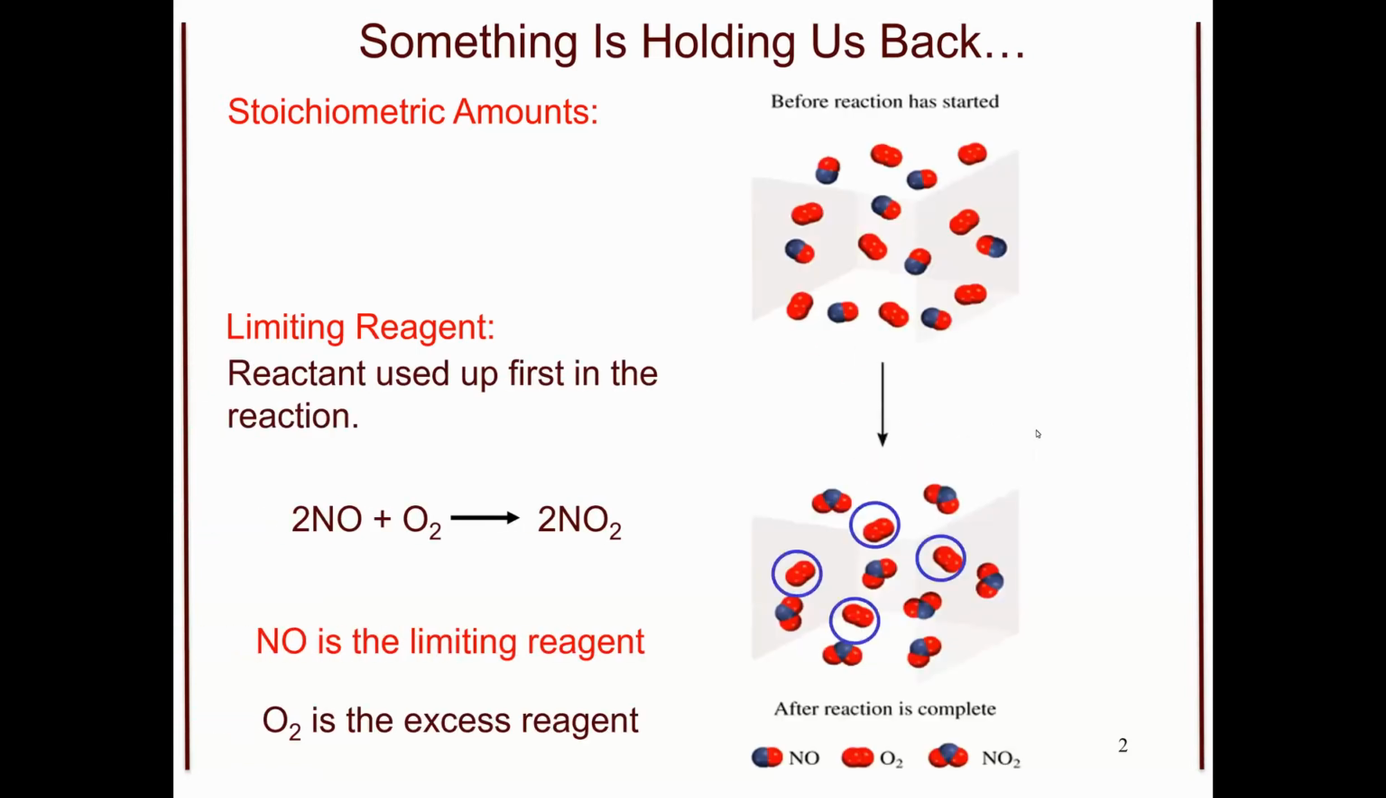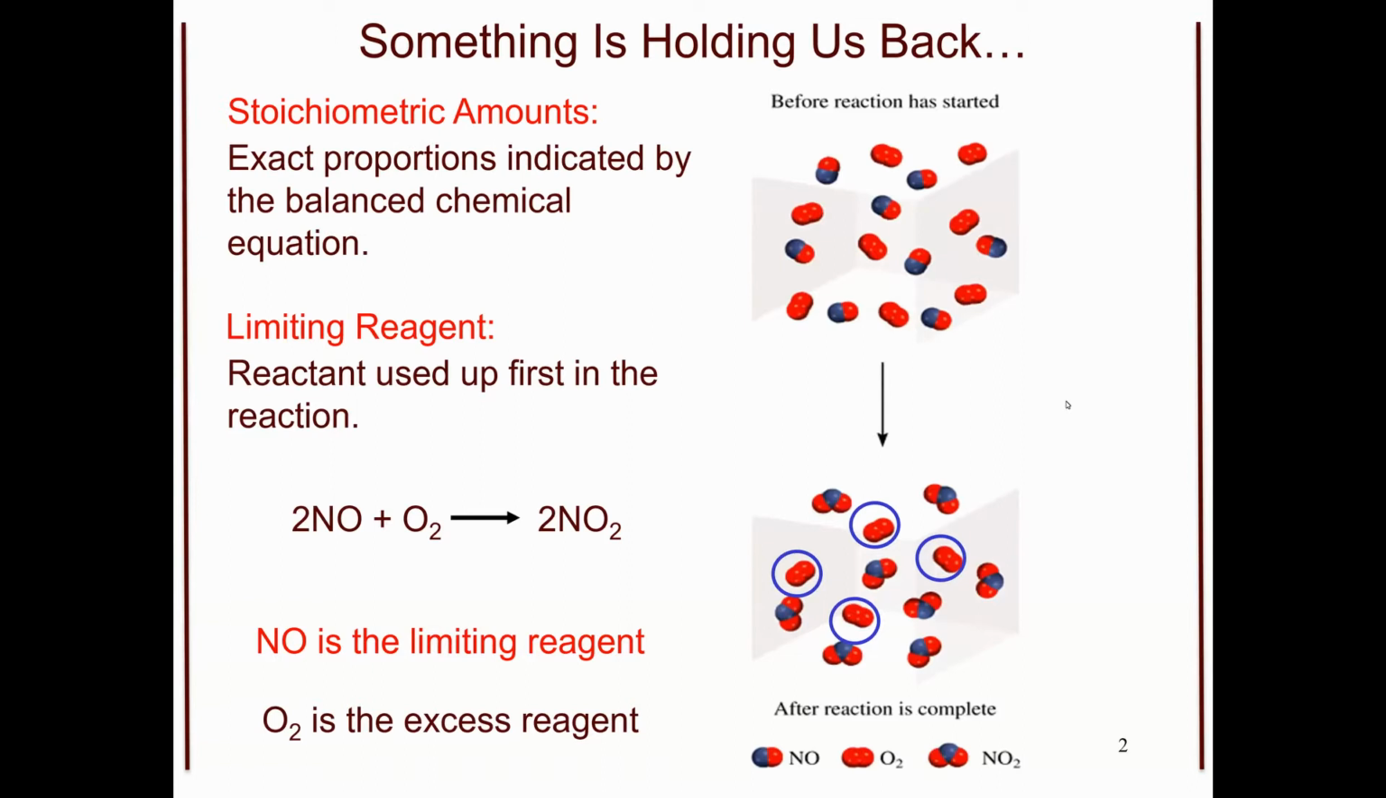A stoichiometric amount is one of the most important things that we are going to deal with in our reactive chemistry and stoichiometry. Stoichiometric amount means that we have exact proportions indicated by the balanced chemical equation. This means that if we need 2 moles of something and 1 mole of another, that means that we have those amounts and they are going to run out at equal times. However, that is normally not the case. This is what is going to lead us to the limiting reagent. The limiting reagent is the reactant that will be used up first in a reaction.